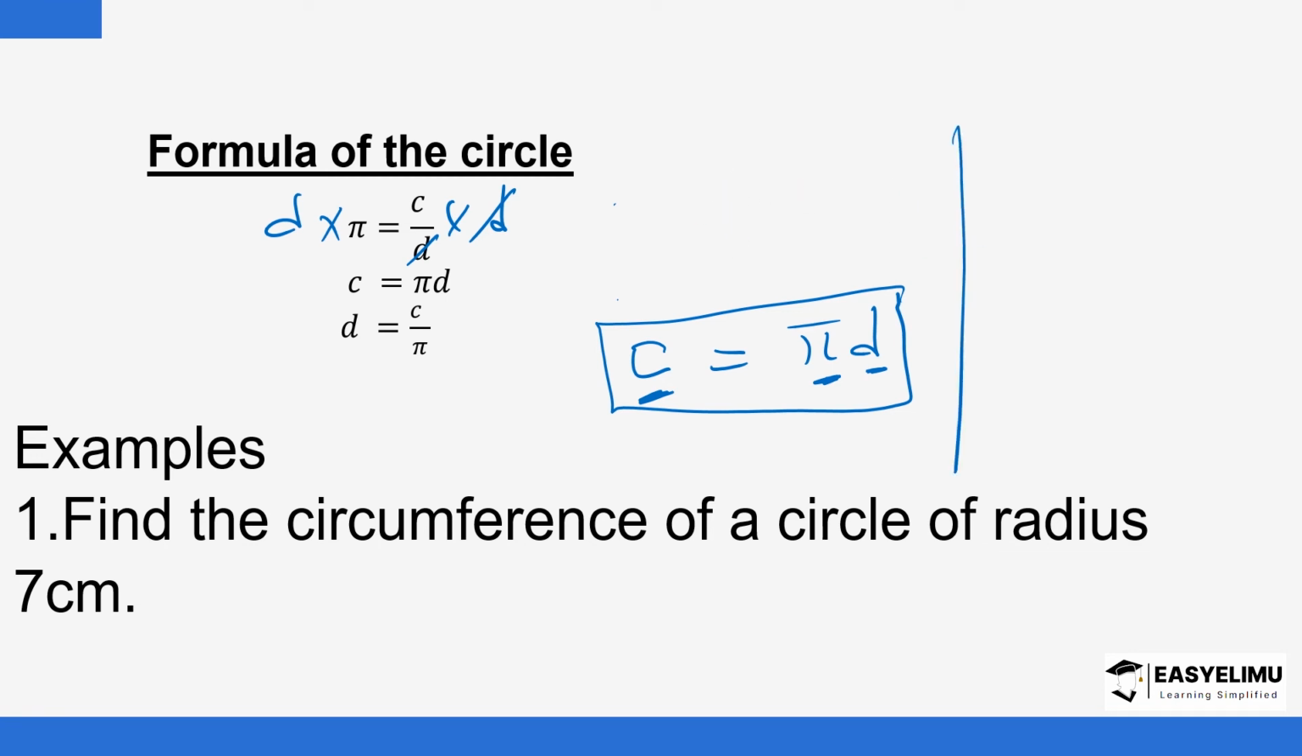Since the diameter is twice the radius, you can substitute d with 2r. So I have c equals pi times 2r. Now in algebra, when writing algebraic expressions or equations, normally we write the numbers first. This is not the best way to write it. So this expression can be written as 2 pi r.